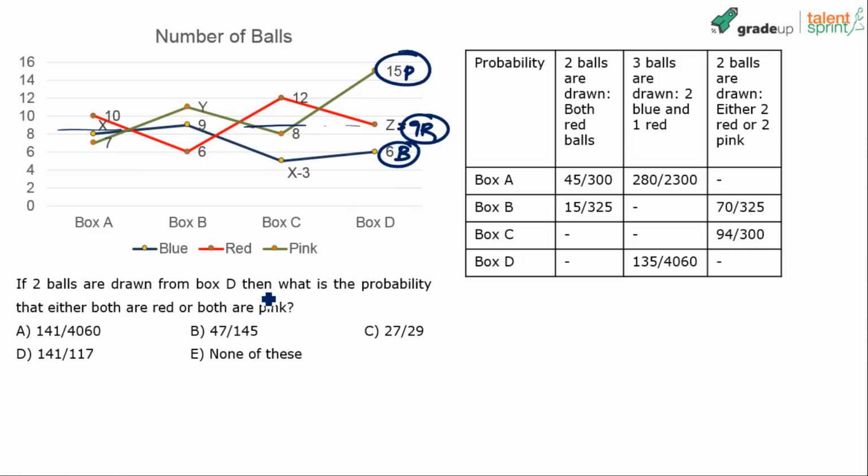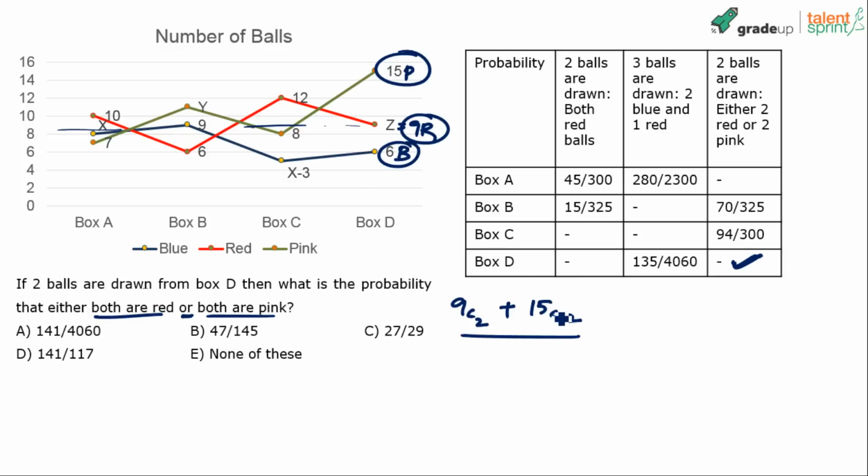So he says two balls are drawn from box D. What is the probability that either both are red or both are pink? He's asking us to find out this value. Both should be red or both should be pink. In how many ways can you choose 2 red balls? 9C2 ways. Total 9 red balls, you have to choose 2. Remember, in permutations and combinations and probability, or would mean plus. So let's take plus. In how many ways can you choose 2 pink balls? Total 15 pink balls, you have to choose 2. It can be done in 15C2 ways.